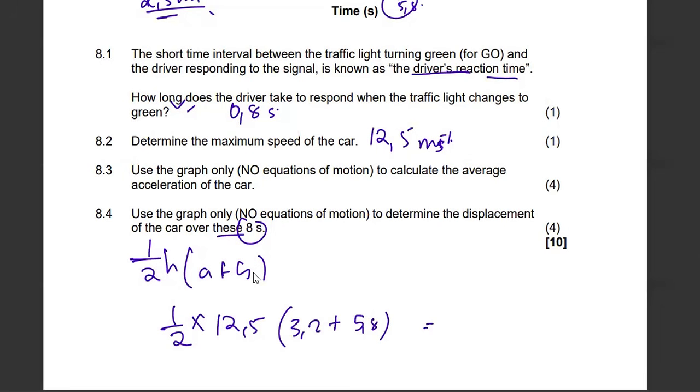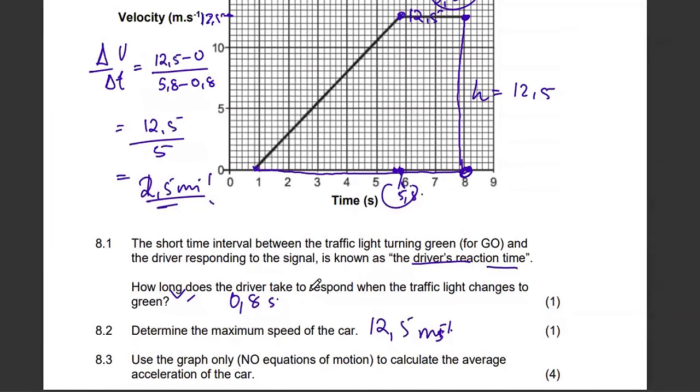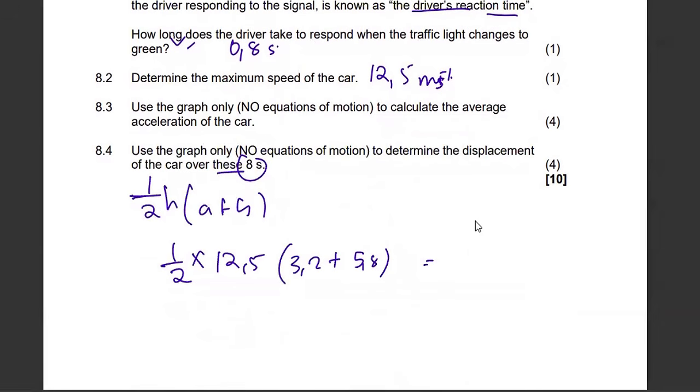Okay, 12.5 multiplied by 0.5 into 3.2 plus a 5. But is it a 5.8? It cannot be a 5.8 because now this is 8 and then this is a 0.8. There's a difference there. 8 minus 0.8 gives us a 7.2. So this needs to be a 7.2. Okay, 7.2, I'm getting 65. Okay, that is 65 meters.